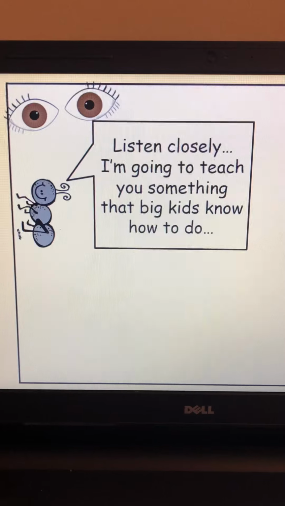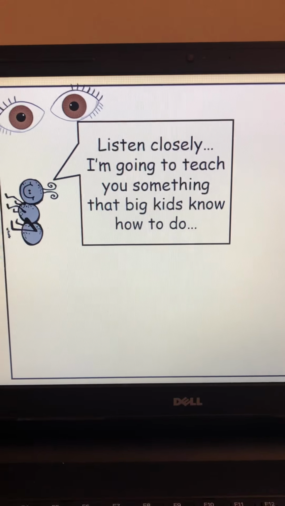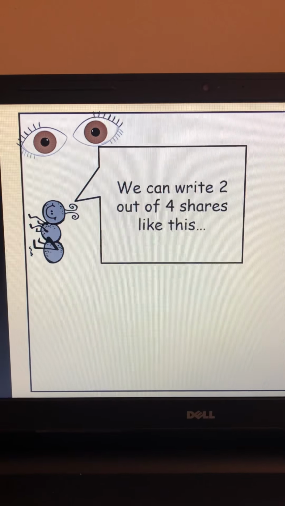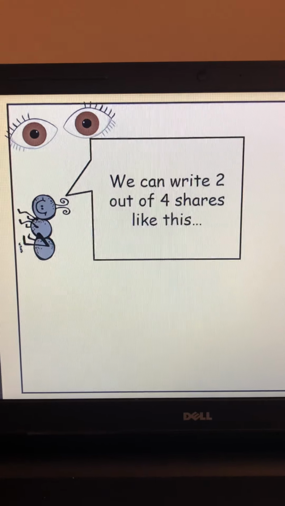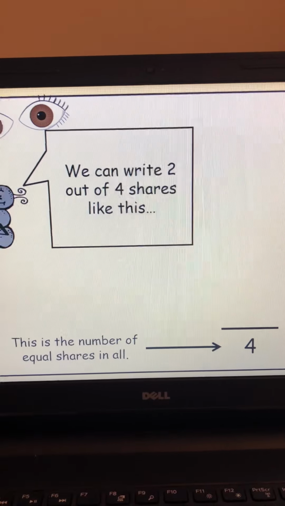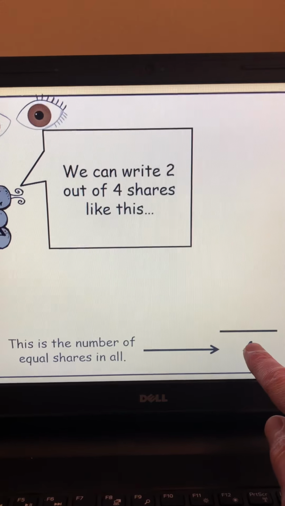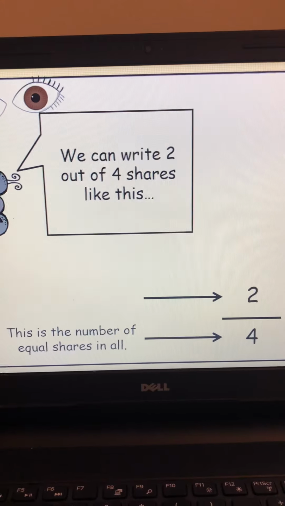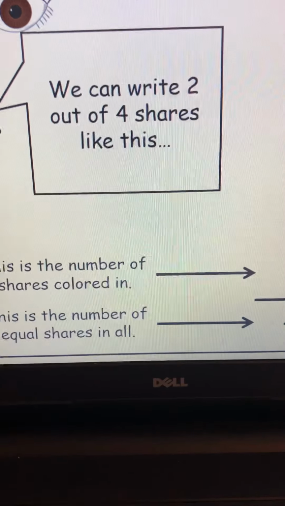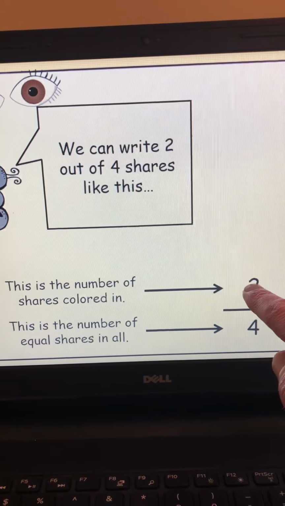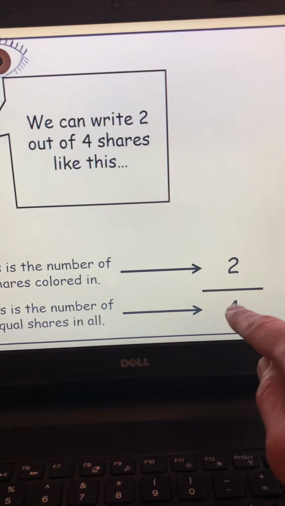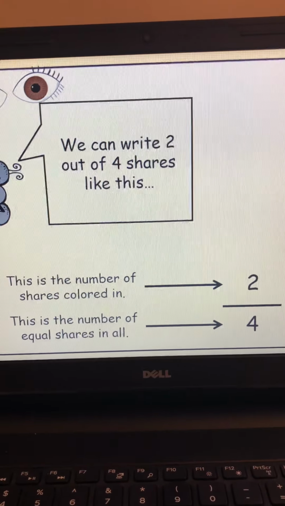Listen closely. I'm going to teach you something that big kids know how to do. Wow. We can write 2 out of 4 shares like this. So at the bottom, we have 4. This is the number of equal shares in all. And then 2, that's how many were colored in. So 2 are colored in red. This little line means like out of. So 2 out of the 4, because there's 4 total, are red.